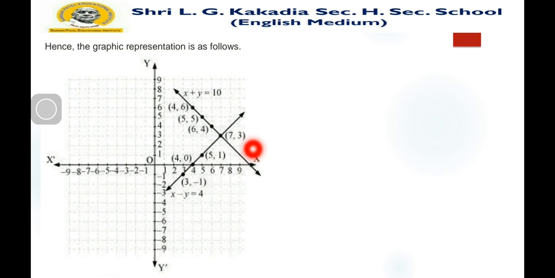Here you can see that both lines are intersecting at one point, that is 7, 3. 7 on the x-axis and 3 on the y-axis. So here we get the coordinates of the given intersecting point 7, 3. 7 is the value of x and 3 is the value of y. So we can say that the solution of the given linear equations is x is equal to 7 and y is equal to 3.